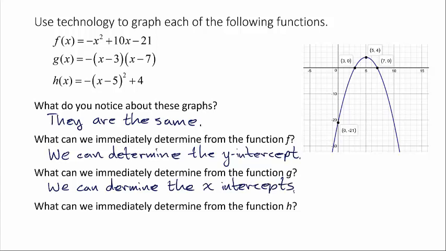Right? And what can we immediately determine from the function h? Okay, so the function h is what we call vertex form, okay? So we notice that the vertex of this graph is 5, 4. Do you see 5, 4 in this function here? Yes, right? So what's happening inside with the x is shifting the function left or right. In this case, it's shifting it right 5 units. So the x-coordinate of the vertex is 5, and the outside constant there of 4 is shifting the graph up 4 units, so the y value of the vertex is 4. Okay, so we can immediately determine the vertex.